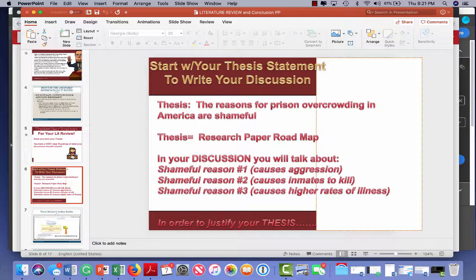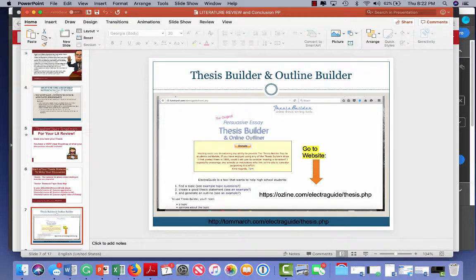So in your discussion in your lit review, there's going to be a part where you talk about how prison overcrowding causes aggression. There's going to be a part where you talk about how it causes inmates to kill, and a part where you talk about how it causes higher rates of illness. So your lit review or your discussion is justifying your thesis statement. So make sure you talk about these facts, because then you're going to have your conclusion and you're going to summarize it.